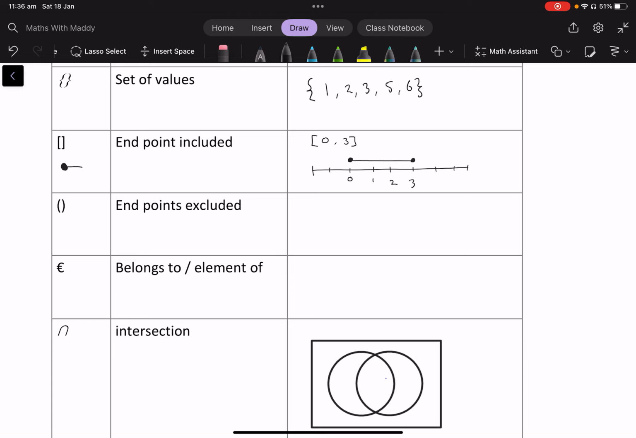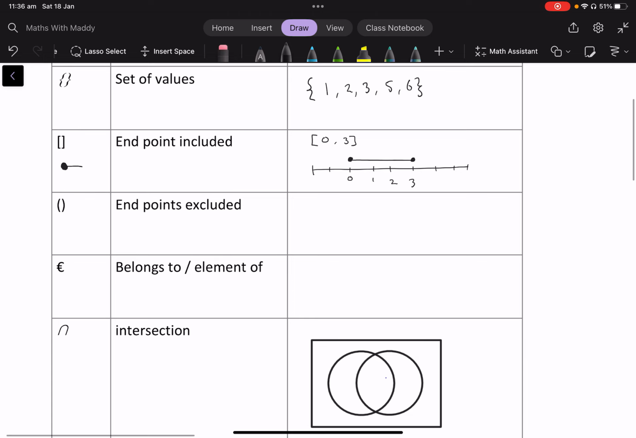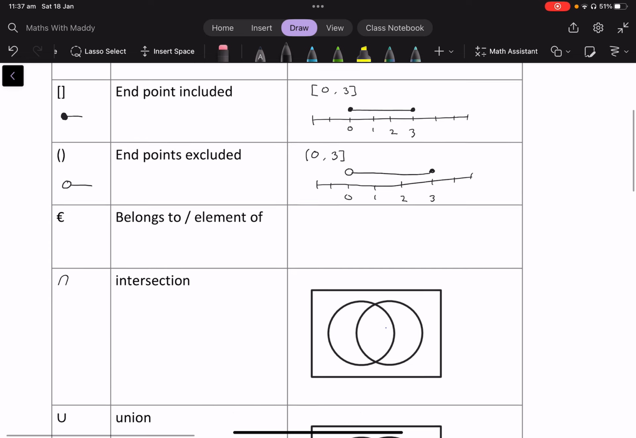Then we have rounded brackets, which means your endpoints are excluded. So if we did the same thing, but we had a rounded bracket on the 0 and a hard bracket on the 3, a number line would look like this. So say this is 0, 1, 2, 3. We'd have a closed heart circle here. However, excluding is used with an open heart circle. So that's what that would look like.